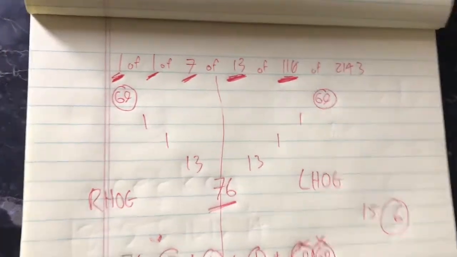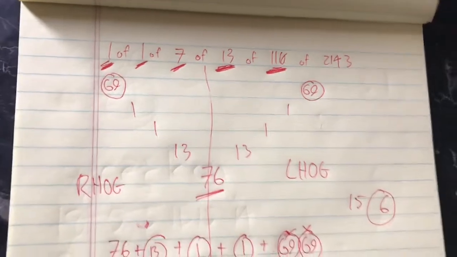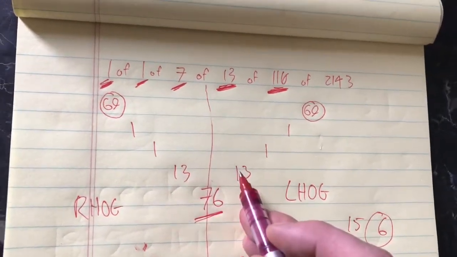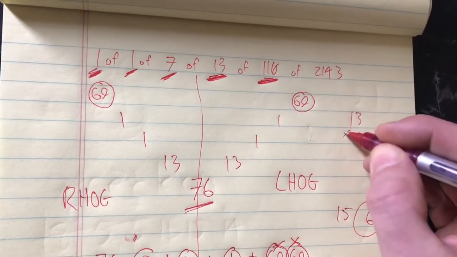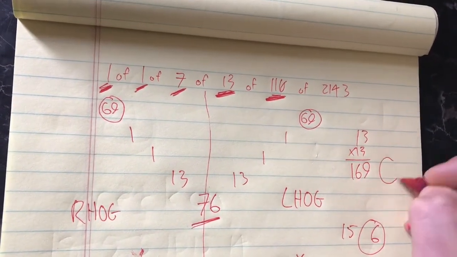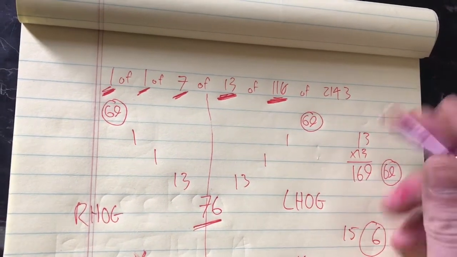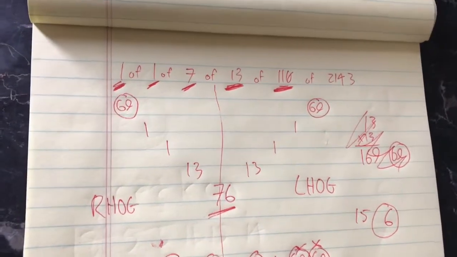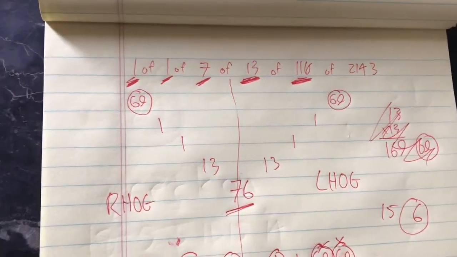And the 2143 is the hard one. Or is it? How do you get 2143 from this? Well, what I find interesting is 13 times 13 is 169, or a circled 69. I find that interesting. But that's not a part of this 2143. How do you get 2143?